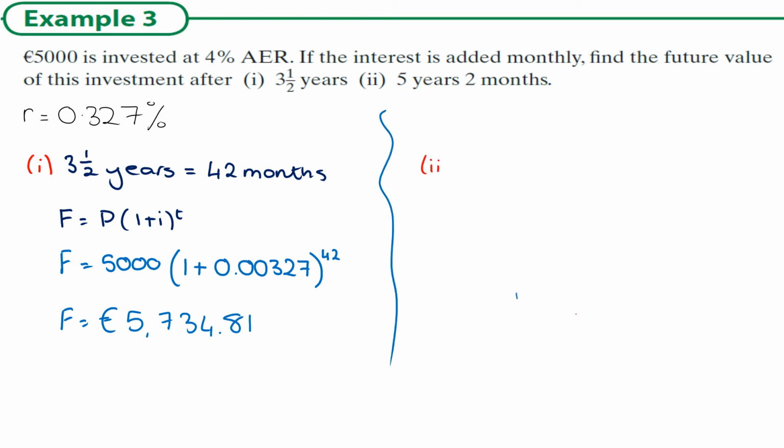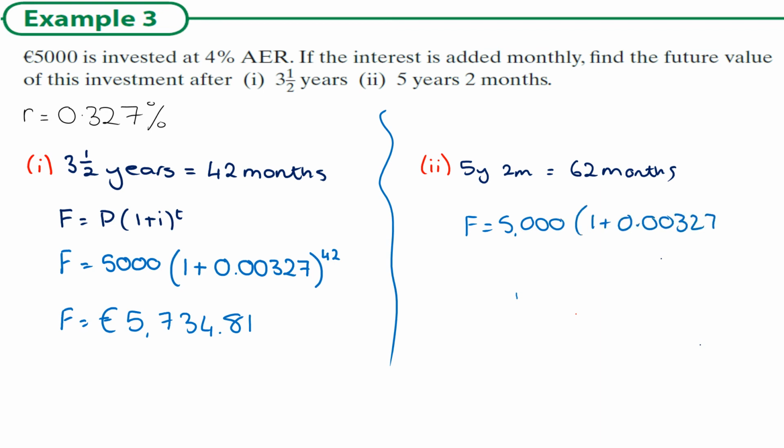So part 2 is 5 years and 2 months, and that is 62 months. And we have F is equal to 5,000 times 1 plus 0.00327 to the power of 62. Again, that can go into your calculator. And to 2 decimal places, 6,121.74.